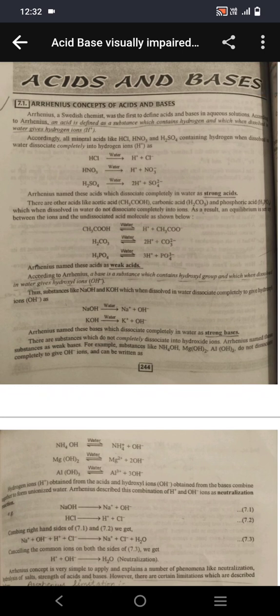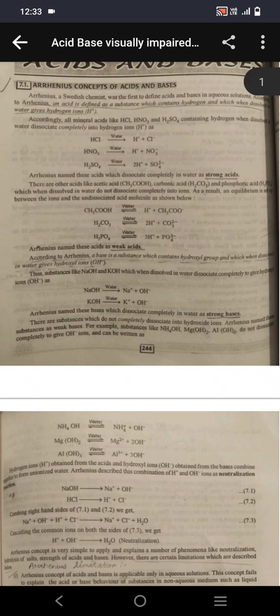According to Arrhenius, a base is a substance which contains a hydroxyl group and which, when dissolved in water, gives hydroxyl ions. Thus, substances like NaOH and KOH, which when dissolved in water dissociate completely to give hydroxyl ions, Arrhenius named strong bases. There are substances which do not completely dissociate into hydroxide ions, and Arrhenius named these weak bases.